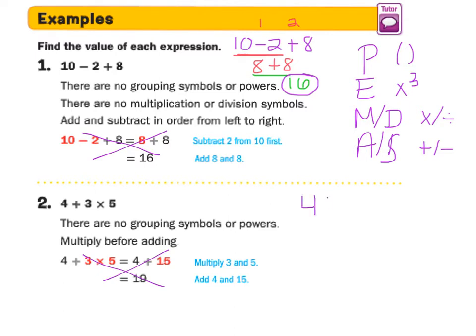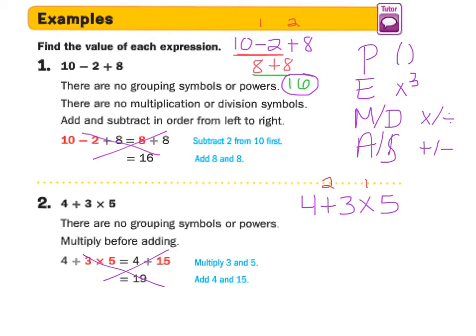So let's take number 2 and write it again. We have 4 plus 3 times 5. So I'm going to take a look up here at my PEMDAS. I don't have any parentheses. I don't see any exponents. However, I do see multiplication. So multiplication has a higher rank than my addition, so I'm going to do that first. So I'm going to go ahead and label that first. I'm going to multiply, and then I will be doing my subtraction or addition next.